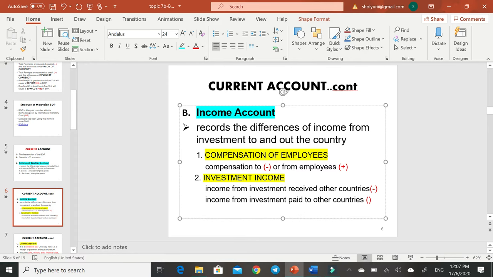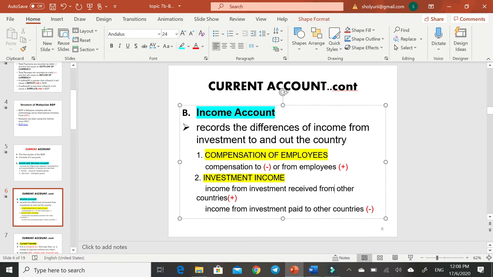While income from investment paid to other country, so ini yang dibayar kepada negara luar. Oh, saya terbalik ni, sorry. So this one is positive, this one paid to other country, this one is negative. Betul lah saya buat mula-mula tadi. Okay, this one is positive. Paid to, received from, tertinggal. So baru dia make sense kan.